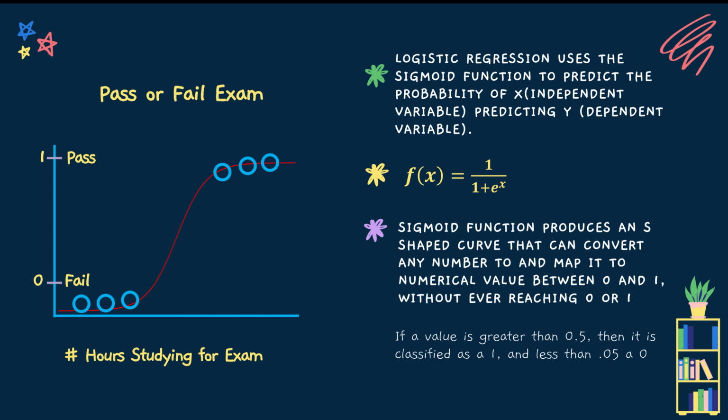The sigmoid function produces an S-shaped curve that can convert any number and map it to a numerical value between 0 and 1 without ever reaching 0 or 1. If a value is greater than 0.5, then it is classified as 1. If a value is less than 0.5, it is classified as 0.